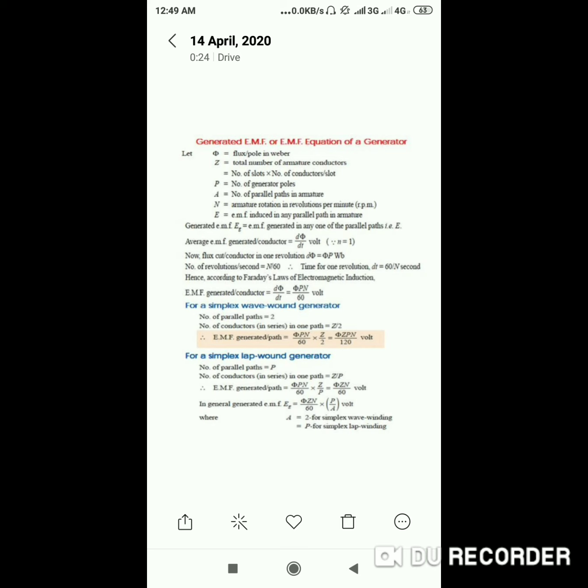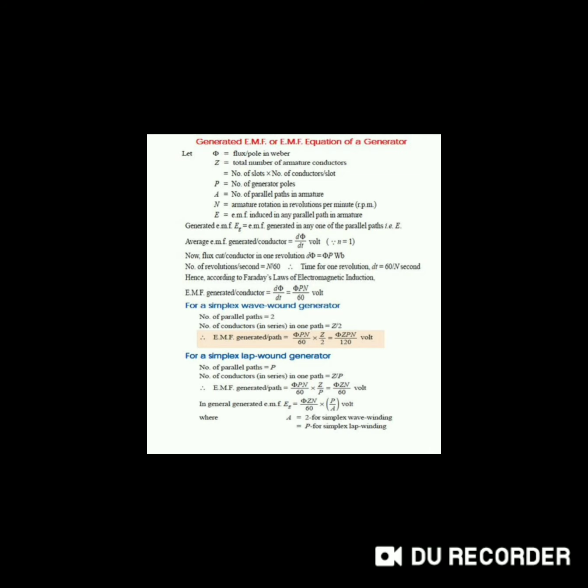Hence, according to Faraday's law of electromagnetic induction, EMF generated per conductor is given by d phi by dt. d phi is phi into P, divided by dt, which is 60 by n. When you write 60 by n, the n from the denominator goes to the numerator. So that becomes phi P n divided by 60.